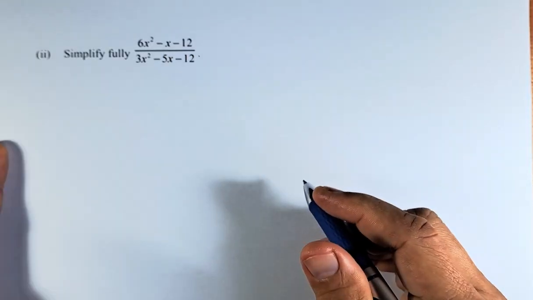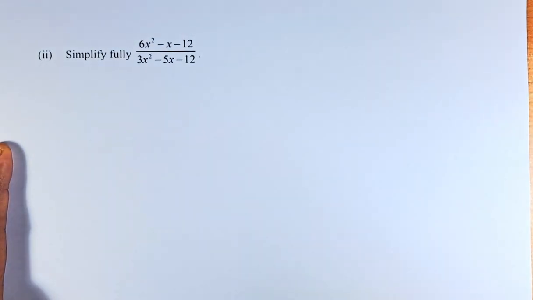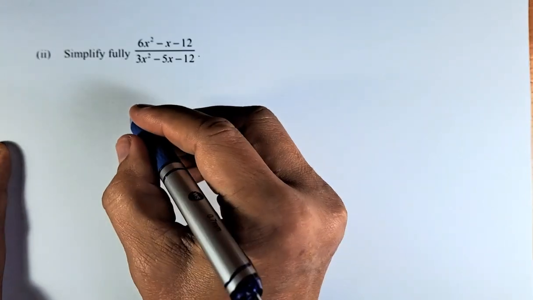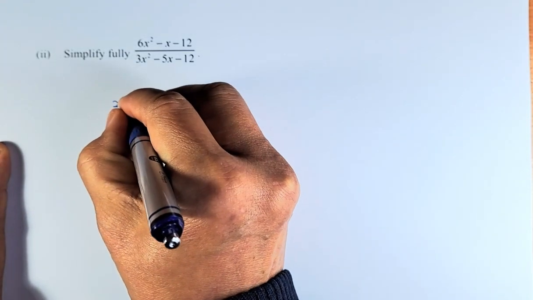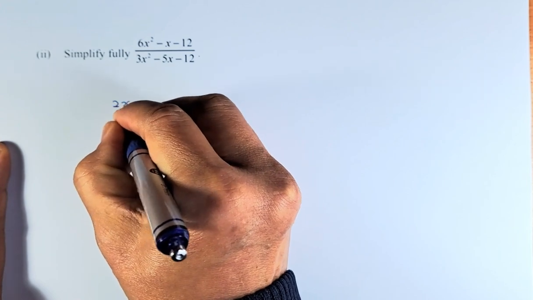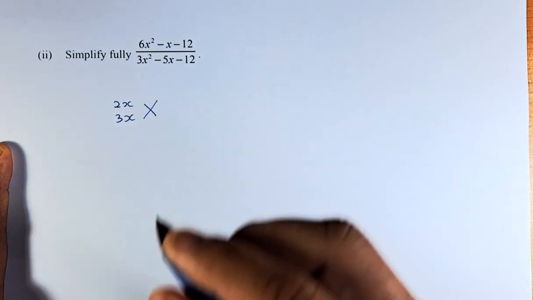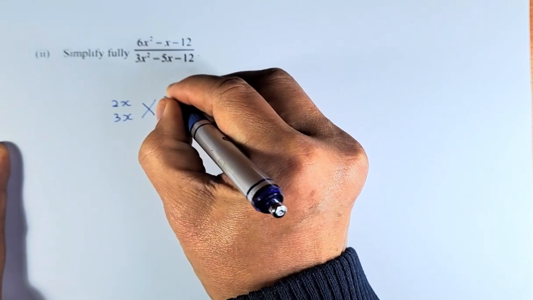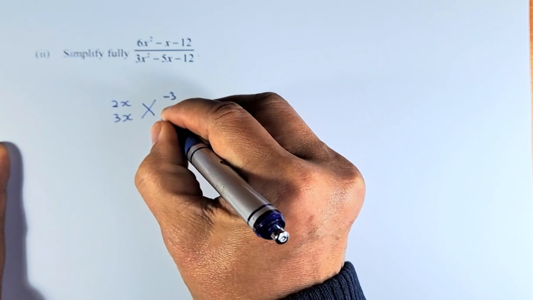So now we are going to factorize 6x squared minus x minus 12. So this looks like this. There's going to be 2x and 3x, that's the factors of 6. There are many other possibilities. I've done this beforehand, so it should be straightforward. And then for 12, I'm going to put minus 3 and plus 4.